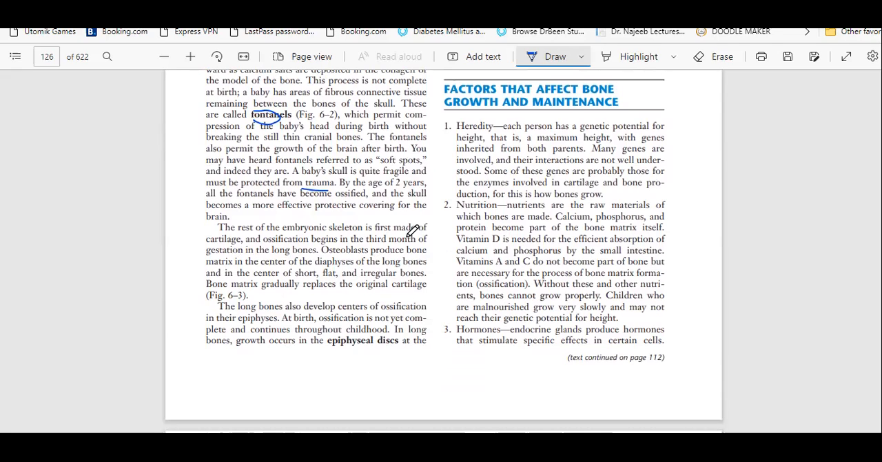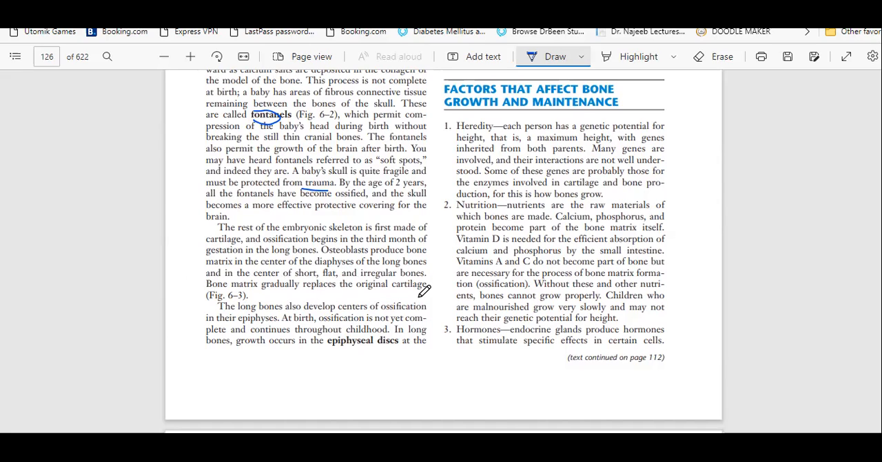The rest of the embryonic skeleton is made up of cartilage, and ossification begins in the third month of gestation. The long bones: osteoblasts produce bone matrix in the center of the diaphysis of the long bones and in the center of short, flat, and irregular bones. Bone matrix gradually replaces the original cartilage. So what will happen is that every bone, it may be long bone, short bone, or flat bone, has diaphysis and epiphysis.